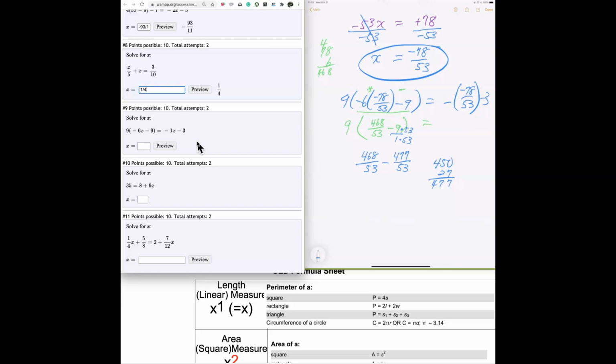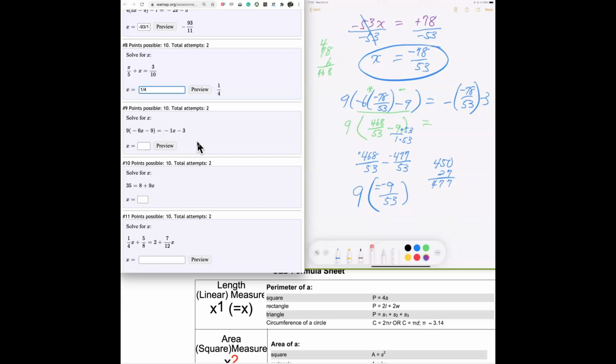And now we can subtract those, right? So this is a positive 468. This is basically a negative 477. So we're going to take the difference between the two numbers, which is about 9, right? 9. And the larger number is negative, right? 477 is bigger than 468, so the answer is going to be negative. Negative 9 over 53.